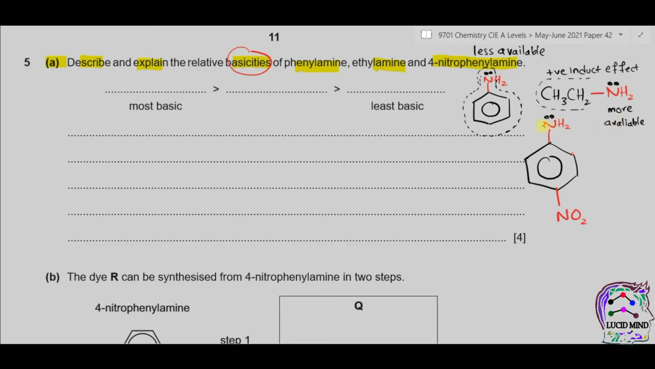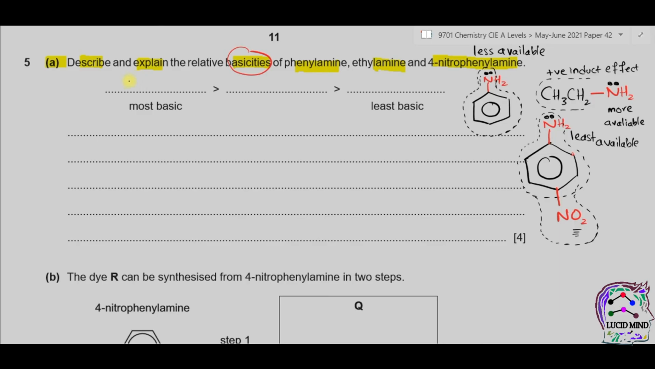In third one we can see that not only this lone pair is delocalized in the pi electron system of benzene, but also we have nitro group attached. Now in nitro group we have two electronegative oxygen atoms, so this lone pair will be further delocalized into NO2 system in the benzene ring. So we have least availability of lone pair in this one. So this is the least basic.